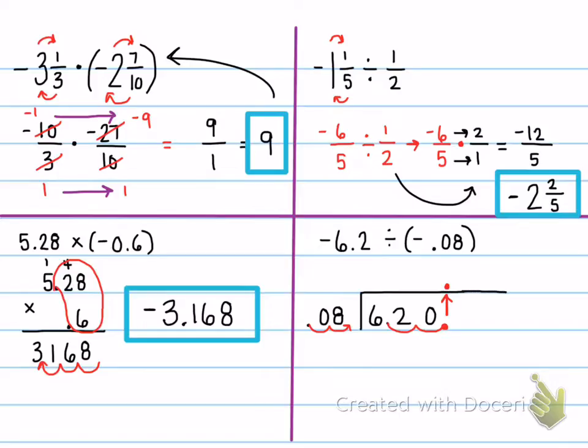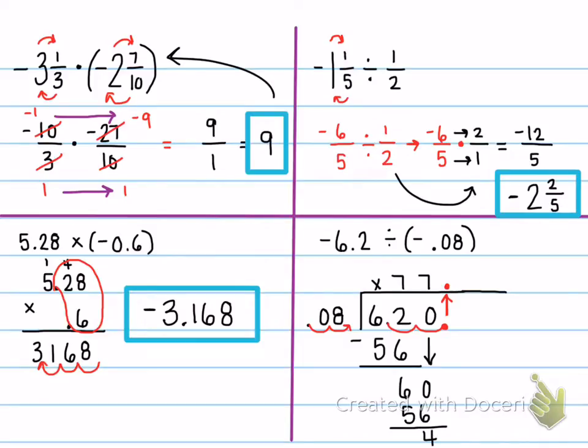So 8 goes into 6. It doesn't. 8 goes into 62 7 times. 7 times 8 is 56. I'm going to subtract 62 minus 56. You get 6. Bring down the 0. I'm going to see how many times 8 goes into 60. That's 7. So that gives you 56 again. I'm going to subtract and get 4.